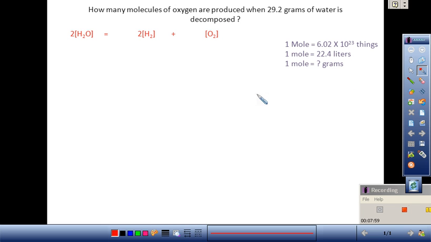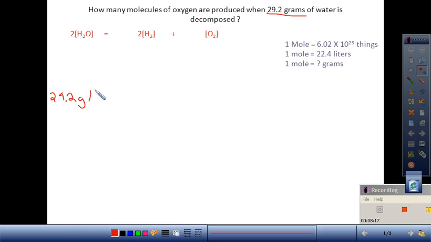Alright, here's another, well, a little bit different problem. Now they're asking for molecules of oxygen. Again, just follow the same process. Let's start with the given. I only got one number. I got some grams of water. I don't want grams of water, so I'm going to put it down there. The only thing I can change grams to is 1 mole. Grams to mole. That's molar mass.